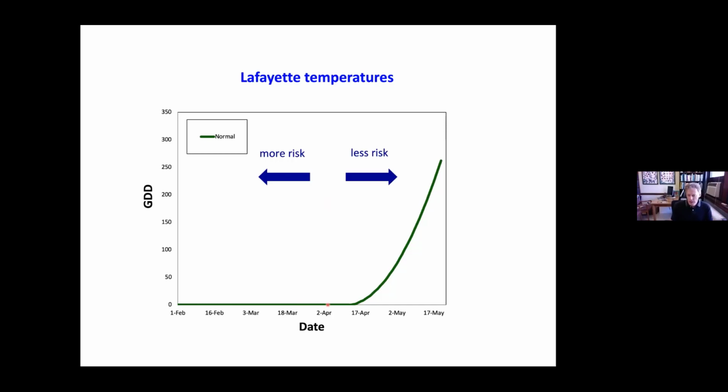And of course, the later we get in the season, the risk of a frost in May or June is much less than it is in April. And so if this development is delayed, or the more it's delayed, the lower the risk. Okay? It doesn't mean no risk, as we'll see in just a moment.